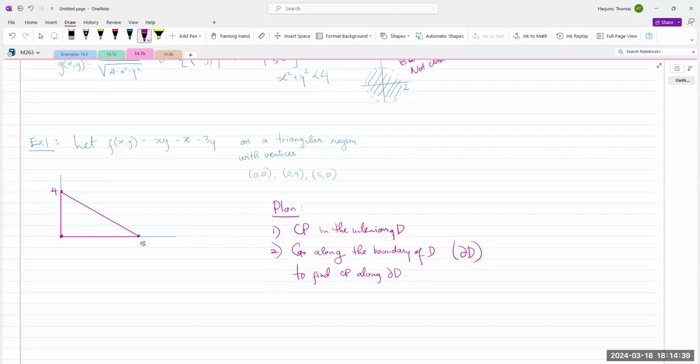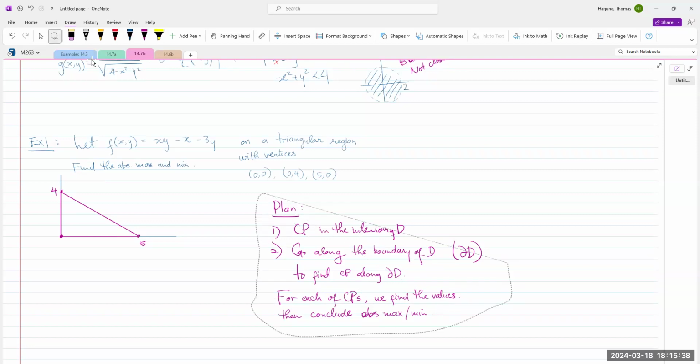Now for each of the critical points from number 1 and number 2, we compute the values. We find the values. And then conclude the absolute maximum or minimum. Notice that we are not dealing with the local maximum or local minimum. Find the absolute maximum and minimum. Let's see how we will execute this plan. Okay, but this is the plan. Let me make it a bit smaller.